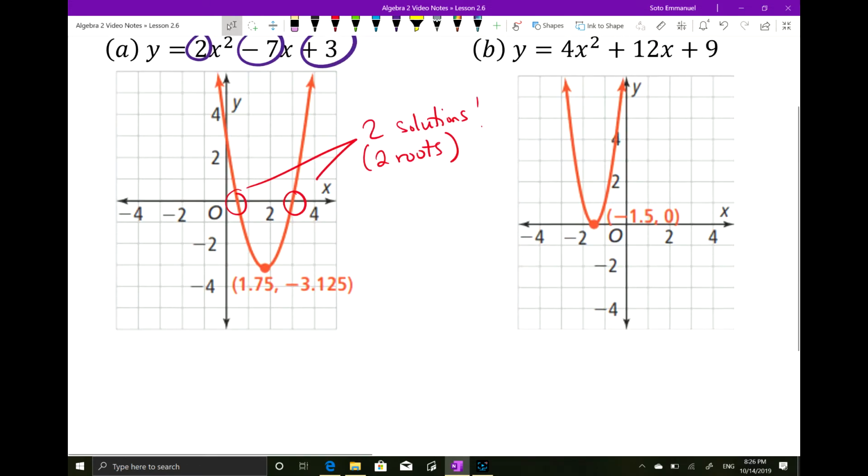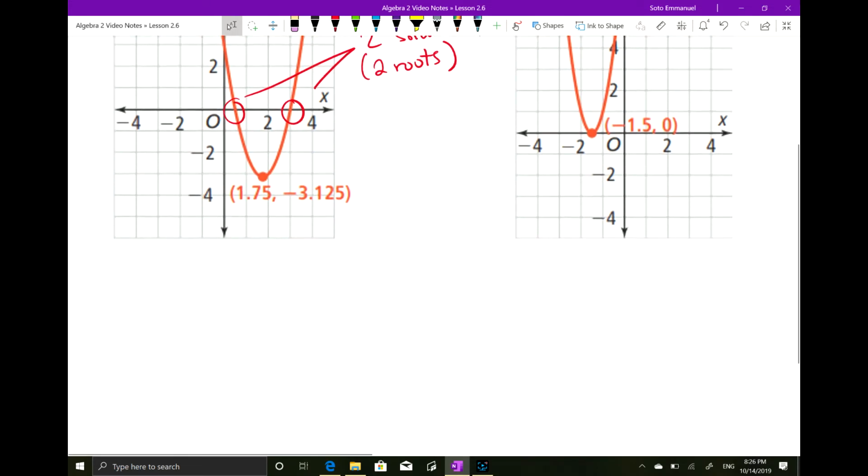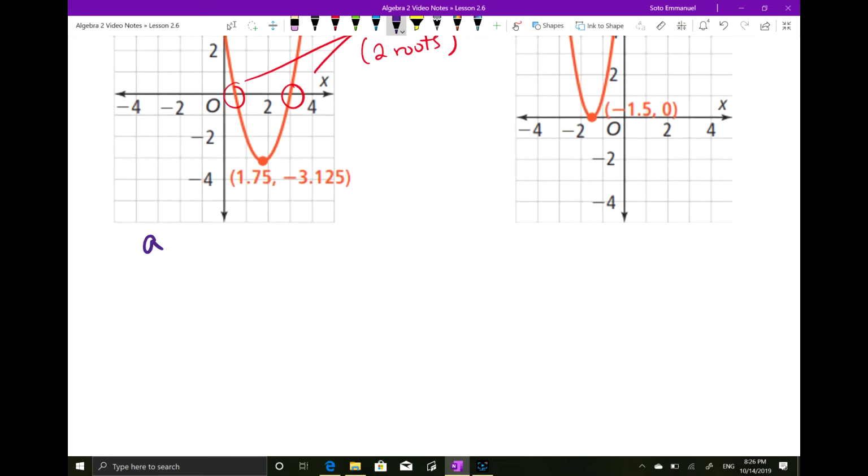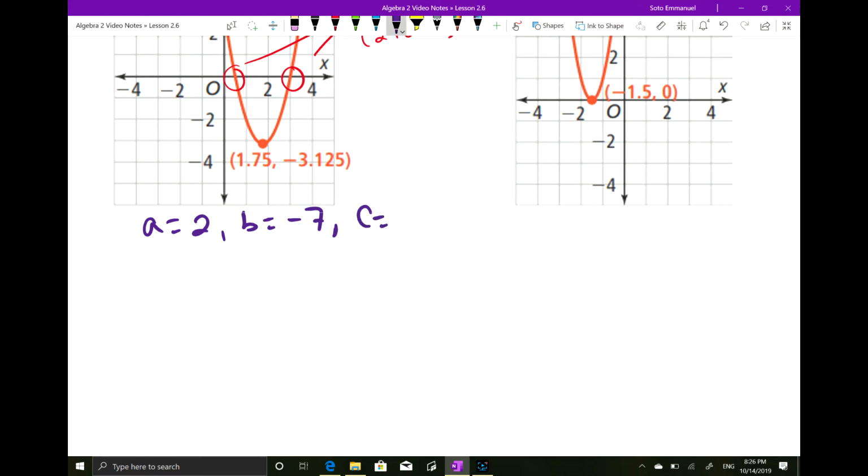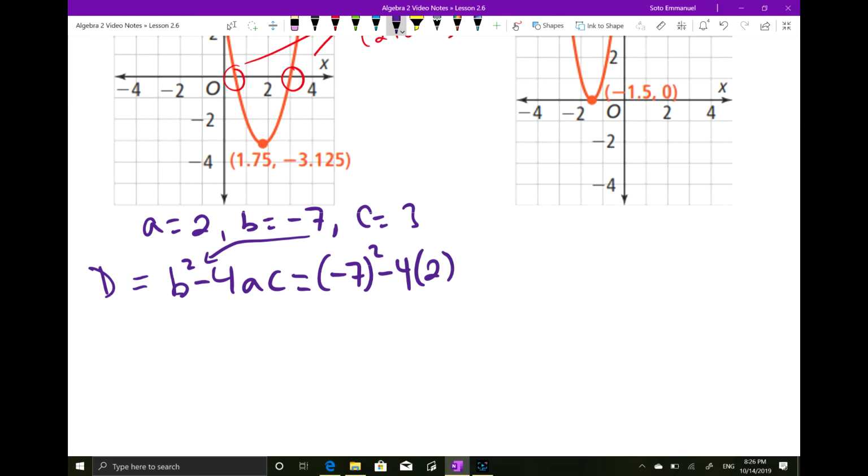Well, we plug it in. So we got A, B, and C. A equals 2, B equals negative 7, and C equals 3. So we're going to plug it in. The discriminant, we'll call it D for discriminant, is B squared minus 4AC. So we're going to plug that in. We got negative 7 squared minus 4, A is 2, C is 3, so times 3.